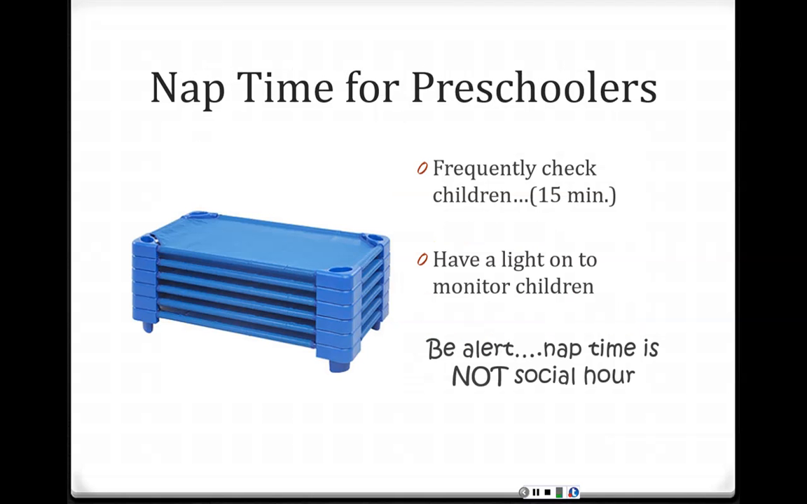Next, we're going to talk about nap time for preschoolers. We want to be sure and frequently check our preschool children. At a minimum of every 15 minutes, you should go around and look at each one of your children to ensure that they are asleep and that everything is okay with each and every child. You want to have a light on in the room so that you're able to monitor them and that you're able to see. You need to remember to be alert.